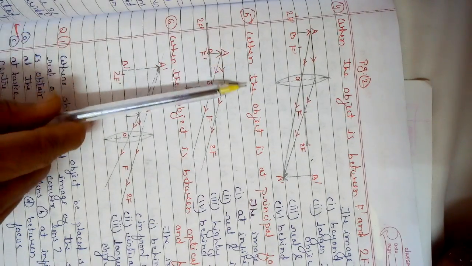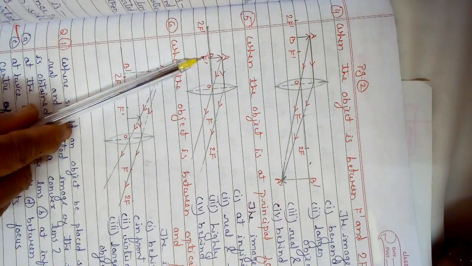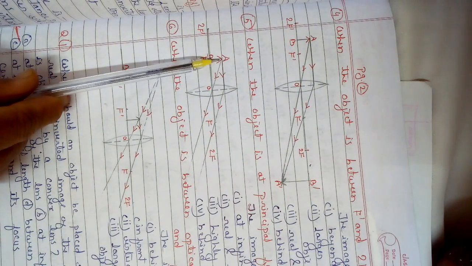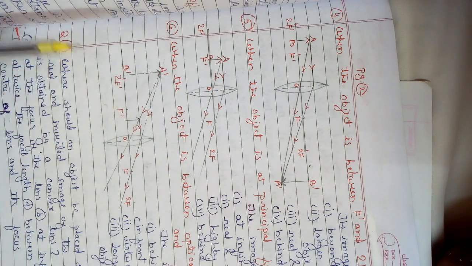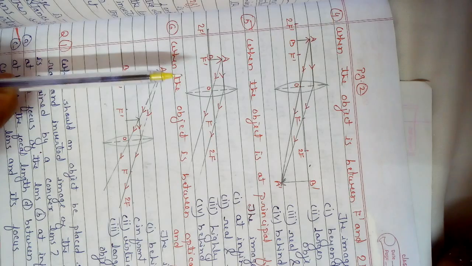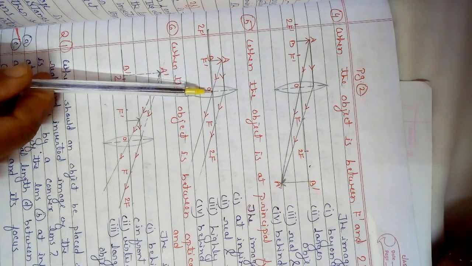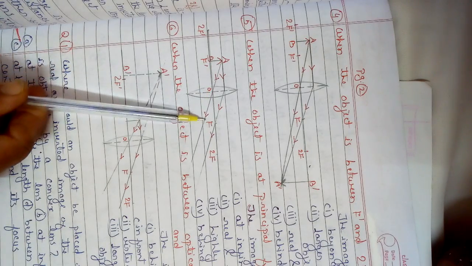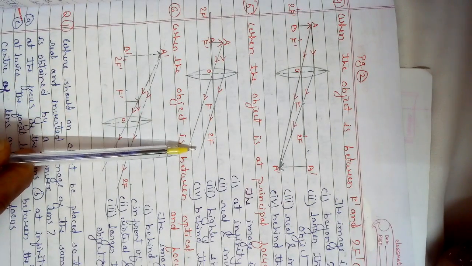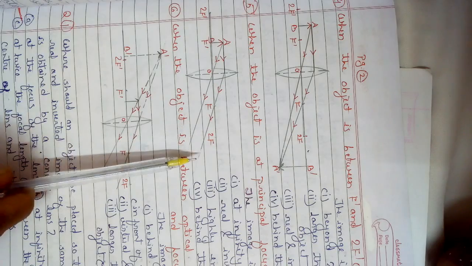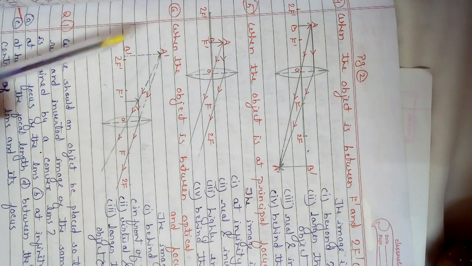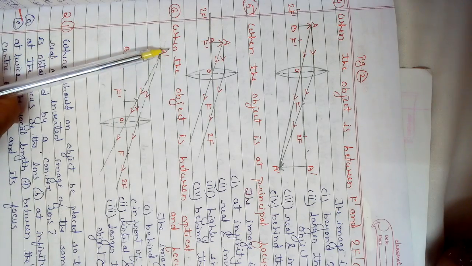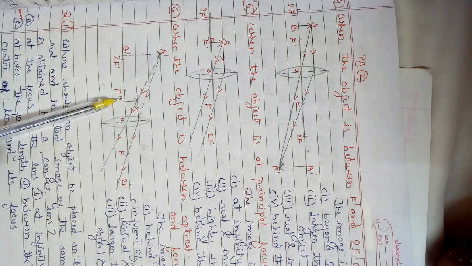Next position, when the object is at the principal focus. Here one ray parallel to the principal axis will pass through the principal focus on the other side of the convex lens, and the ray passing through the optical center will be undeviated after refraction. So we get an image which is real and inverted and highly magnified, and it will be formed at infinity behind the lens.